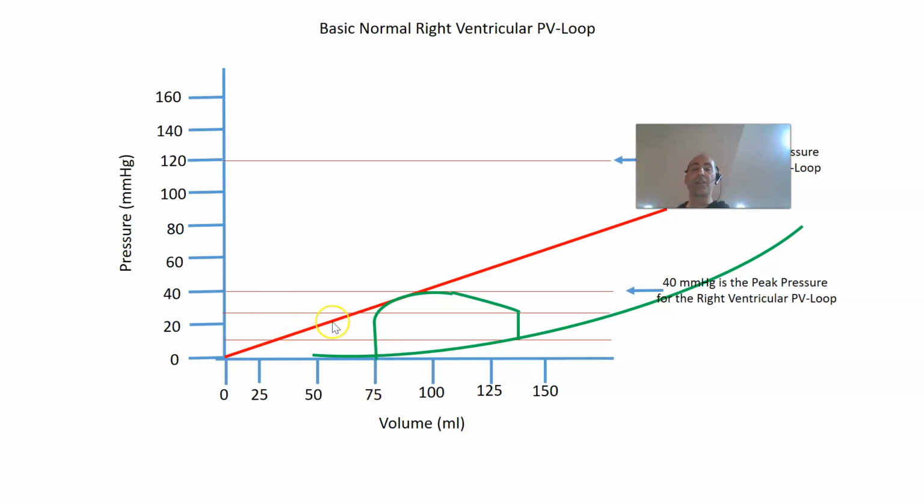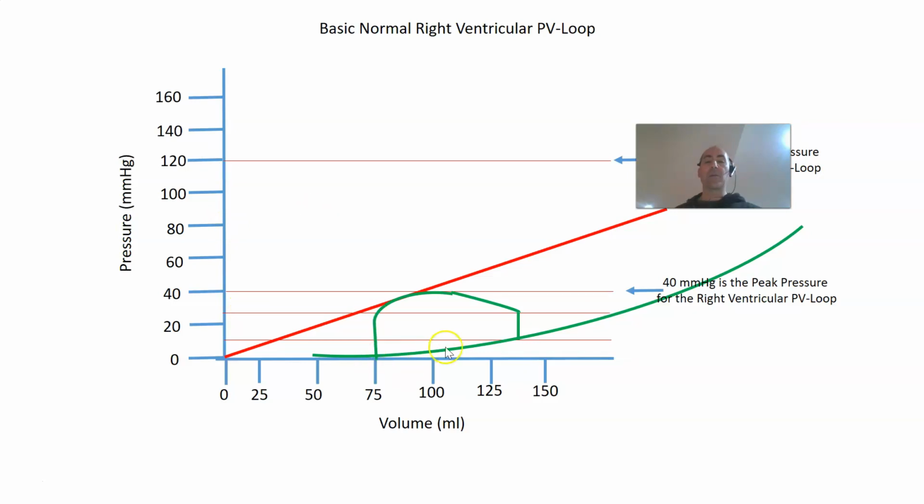So the pressures range anywhere from 25 millimeters of mercury to about 40, 50 millimeters of mercury. Where in the left heart, right, they range from about 80 to 120 and go up from there.